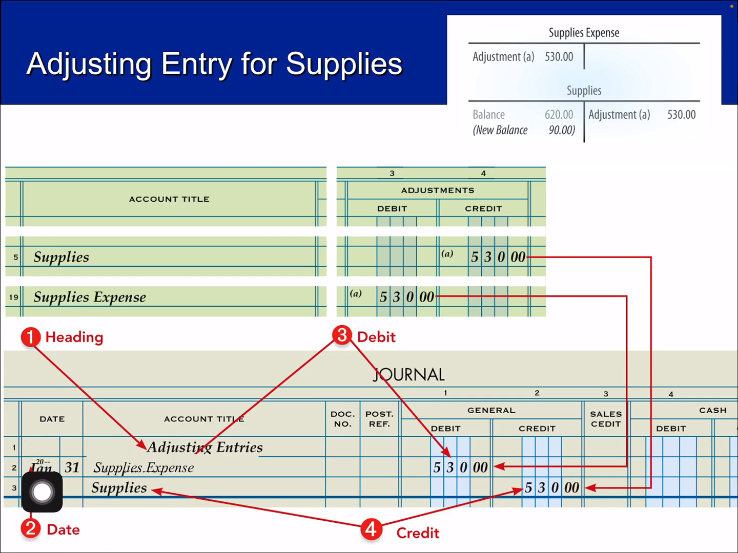Since we are at the top of the journal page, we're going to write January 31st and then the year. Number 3 is we're going to write our debit. You can see the debit right here goes to supply expense. So we have supply expense, $530. We're going to write our credit entry, which goes to supplies. So therefore, supplies will be credited for $530. And again, there is no source document because this is just a procedure at the end of the fiscal period.